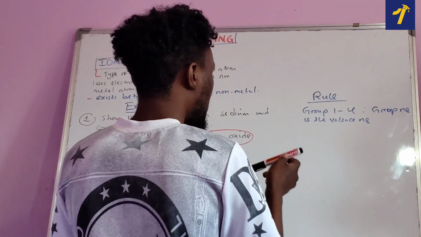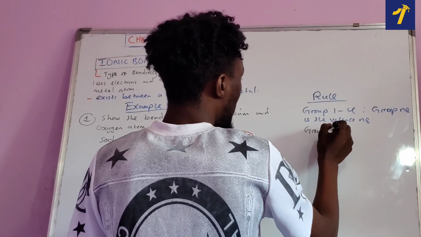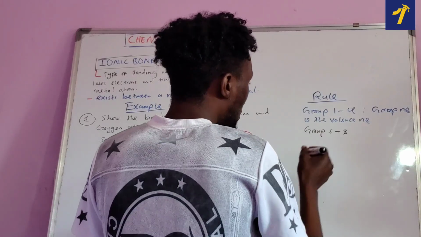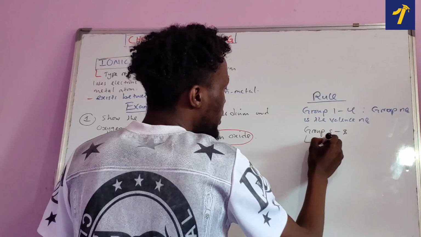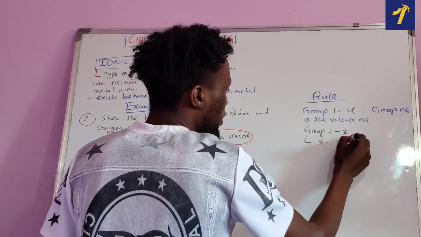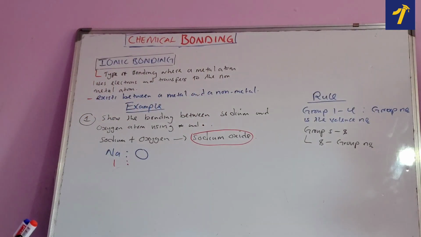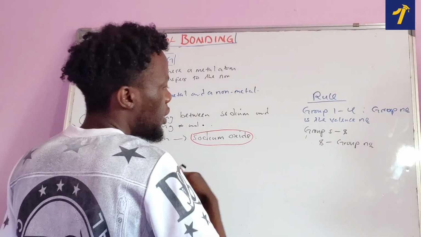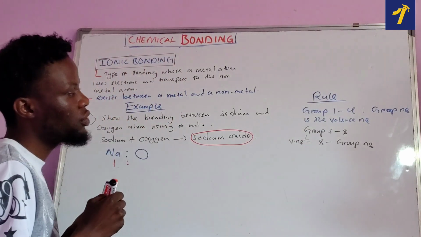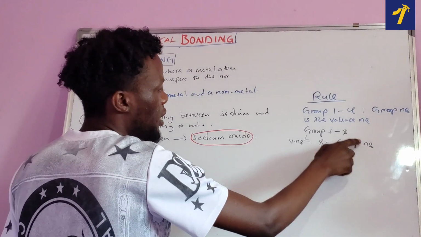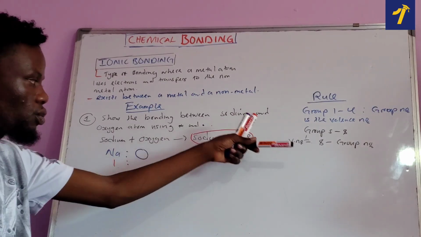Now the rule changes after this. So for elements from group 5 going up to group 8, what do you do here? You get 8 minus the group number. So here there is a formula that you can use now for you to find the valence number. For you to find the valence number, make sure that you get 8 minus the group number for elements that are going to exist from group 5 to group 8. This is what you need to do.